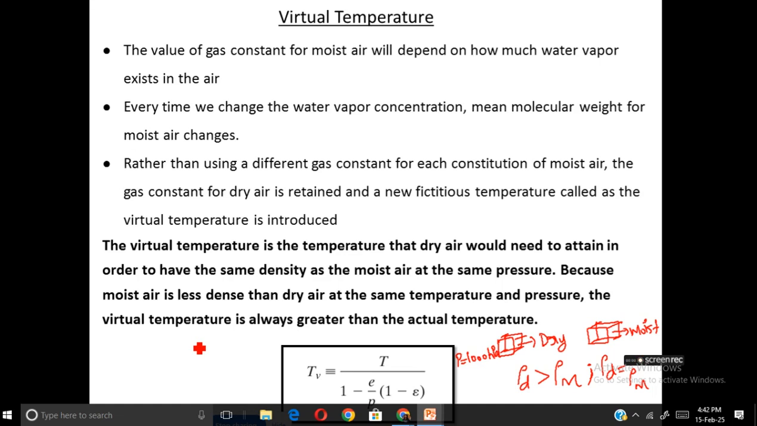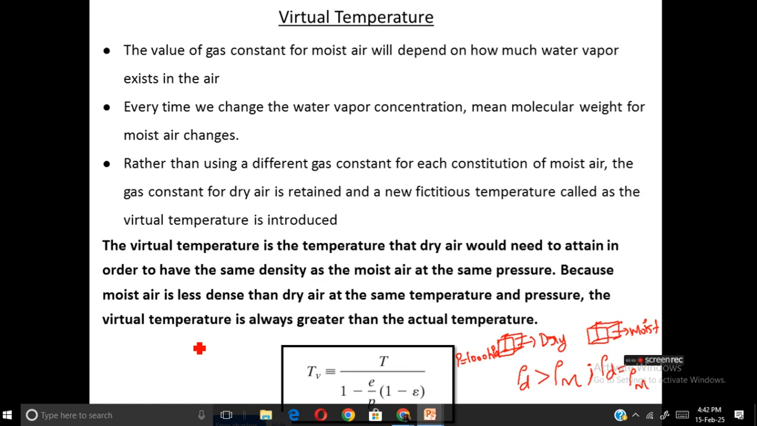So basically we have a dry air parcel and a moist air parcel. As we already know, the dry air parcel has a higher density compared to that of a moist air parcel. So we basically want to make the density of both the dry air parcel and the moist air parcel similar. To make their density similar, one method is to increase the temperature of the dry air parcel because it has a higher density.